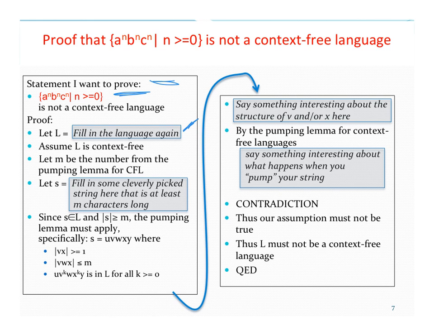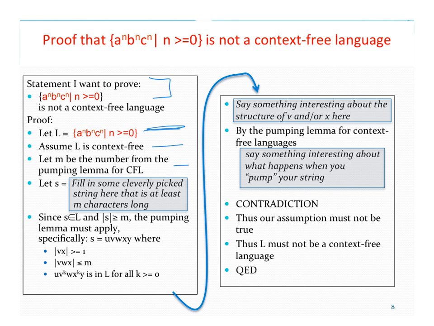Next step, fill in the language again. Starts out easy. And at least in my class, there's partial credit for doing some of this stuff, right? Okay, so here's what I want to prove. And now I'm going to do my proof. Let's let L equal this. Assume L is context-free. Let M be the number from the pumping lemma.